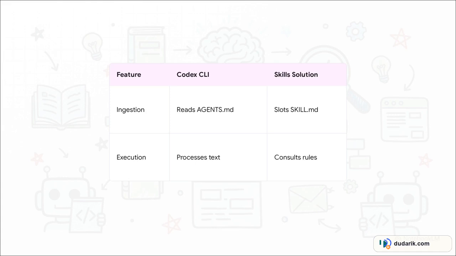It just takes those highly refined SKILL.md playbooks and slots them right into the directories where Codex CLI is already hardwired to look. There's no complex middleware, no hacky workarounds required. It just perfectly leverages the tool's native context ingestion engine.